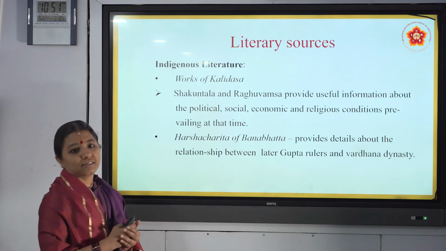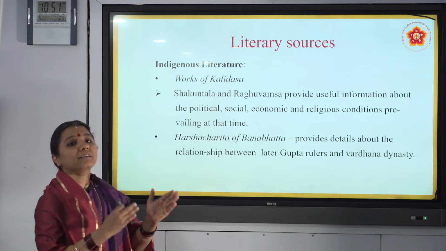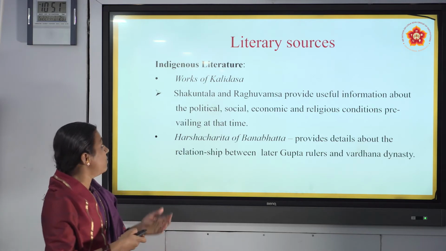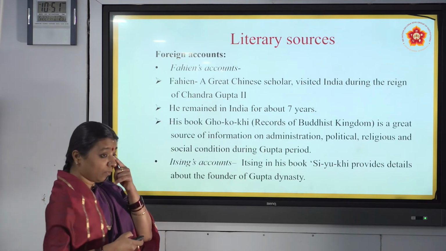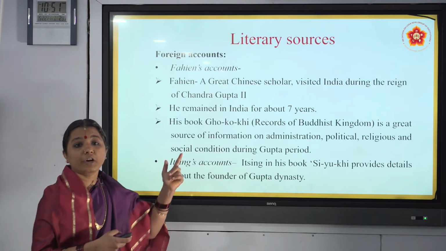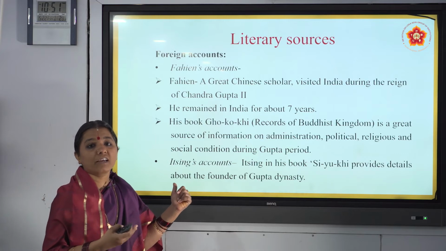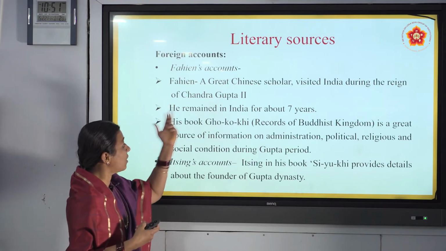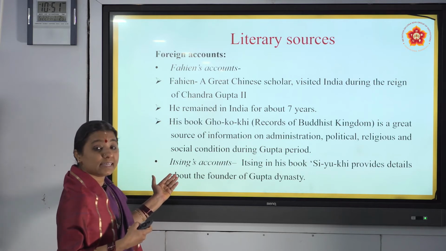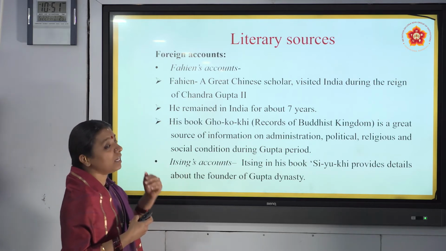Now let us move to the second part of the literary sources, which is the foreign accounts. We have two foreign accounts to study the history of the Guptas. The first one is Fahian's account, and another one is Itsing's account. Fahian's account.